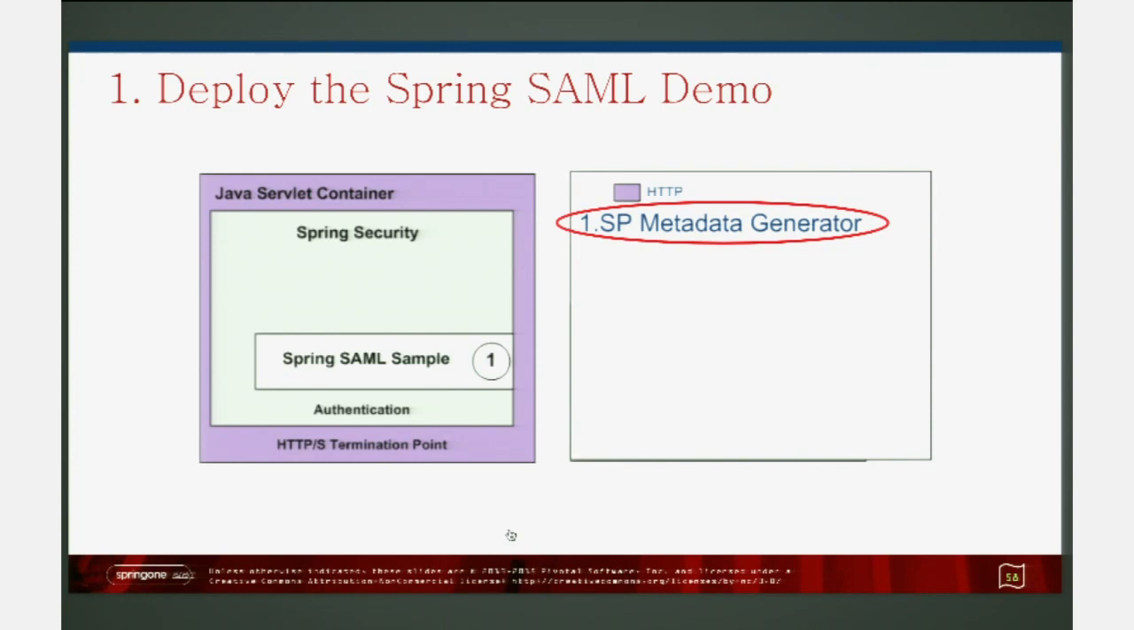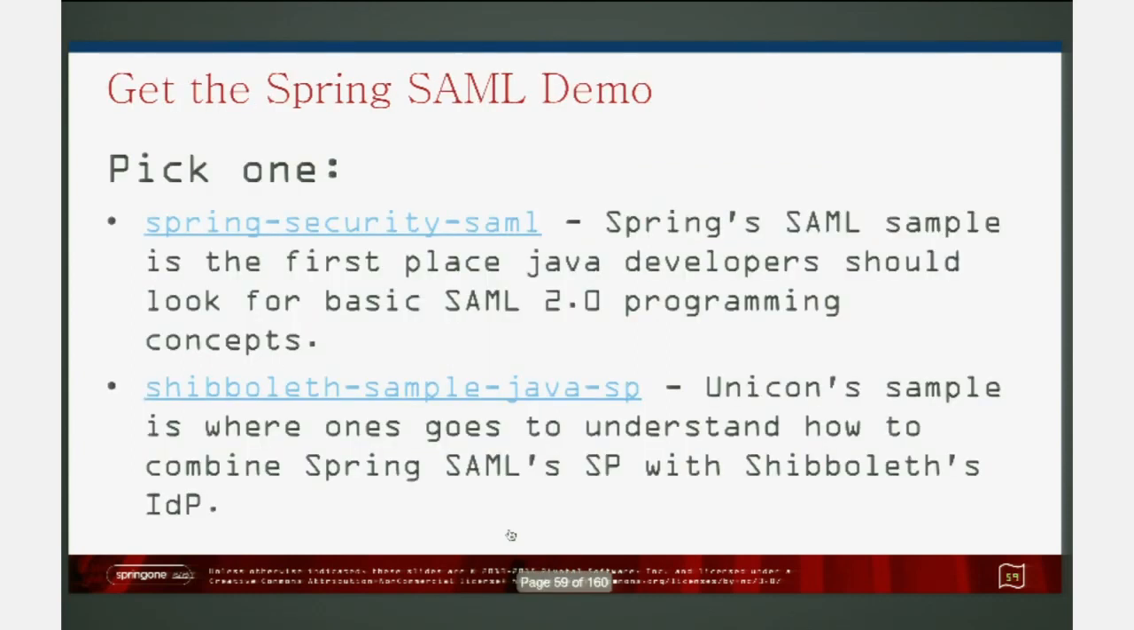So now the first thing that we're going to have to do in order to use the Spring SAML, or really any SAML, is generate metadata for the service provider. And how I did that for this demo is by downloading one of these two projects. I don't know if anybody's ever used the Spring SAML sample. That's the first place you want to go if you're interested in doing SAML development inside of a Java app.